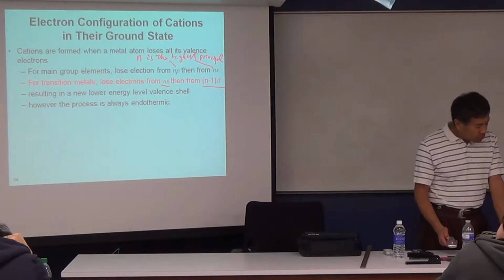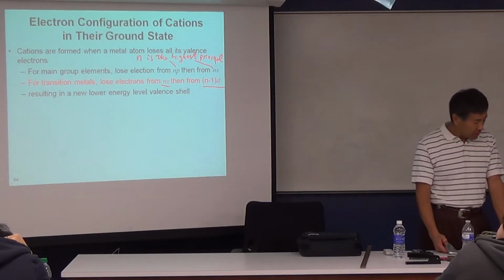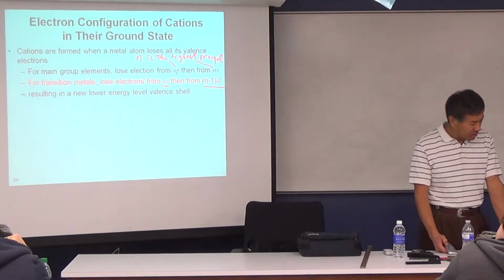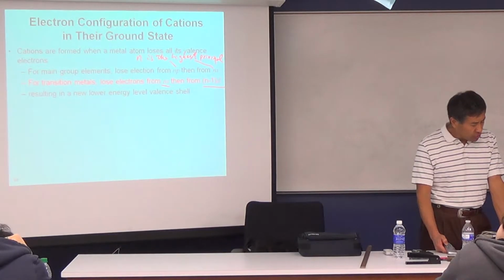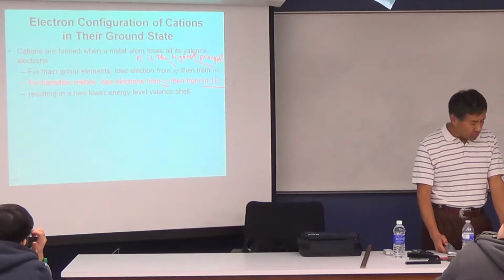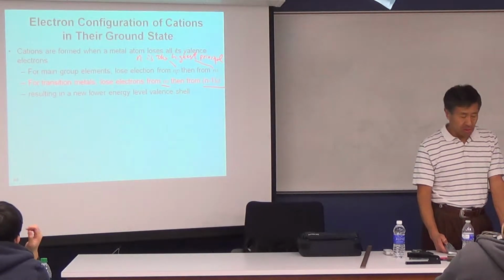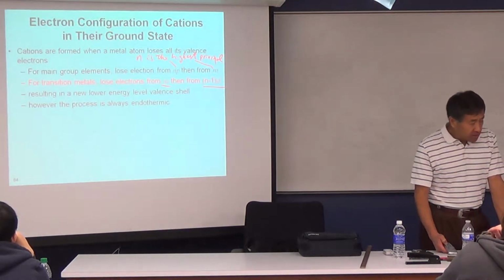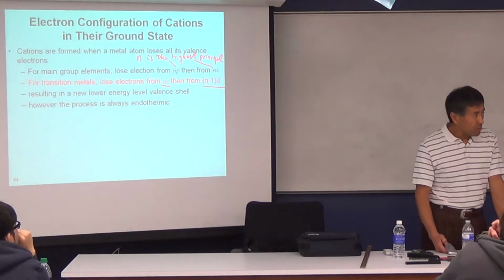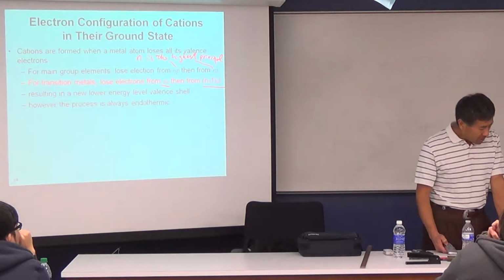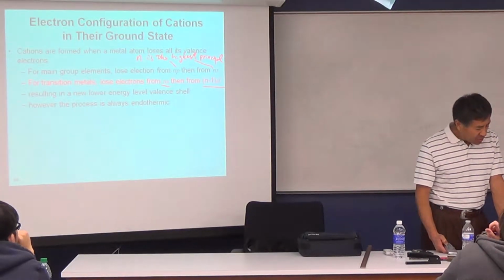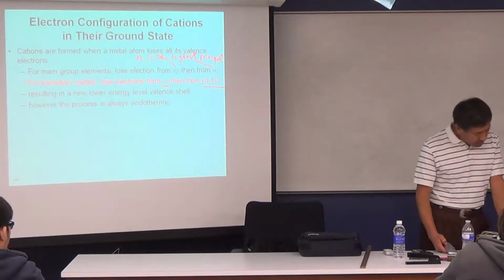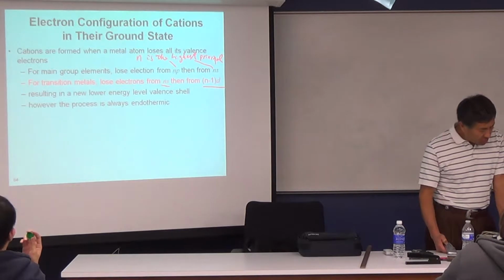Why do we have these two patterns? Both of these ways give us a result that has a new lower energy level valence shell. So even though you end up with a lower energy valence shell, it's an endothermic process.